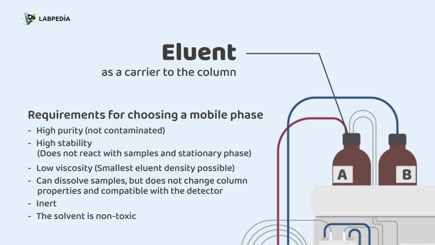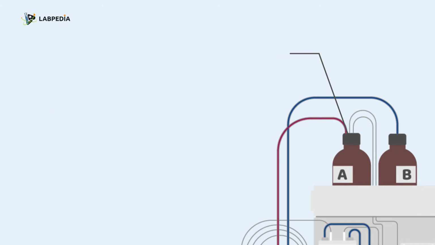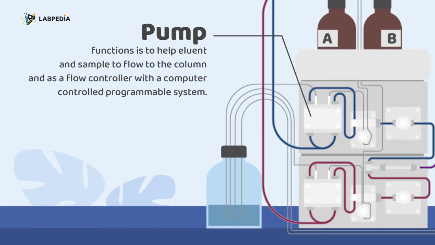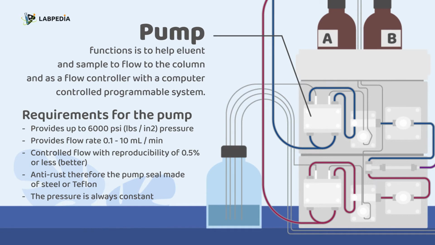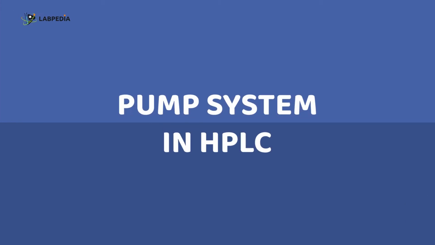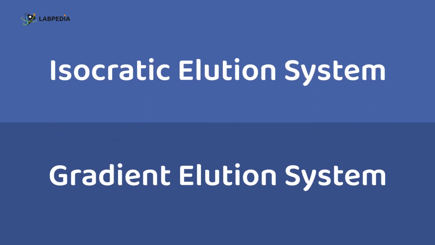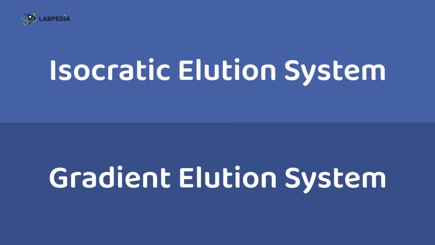Eluent acts as a carrier to the column. The pump function is to help eluent and sample to flow to the column and as a flow controller with a computer-controlled programmable system. There are 2 pump systems in HPLC: one, isocratic elution system; two, gradient elution system.